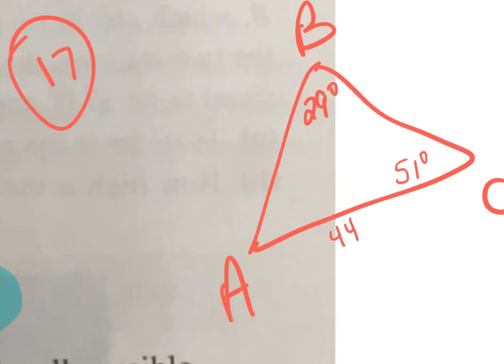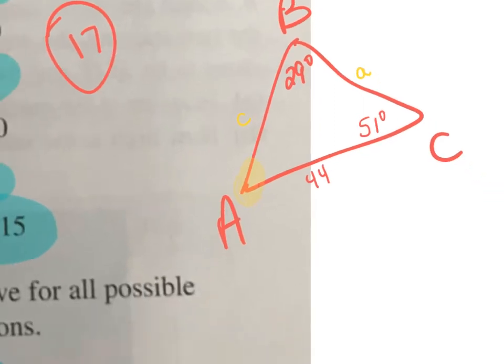That means I have to find out what angle A is, what side A is, and what side C is. I know that there's 180 degrees in a triangle. So if I have 29 plus 51, I get 80. When I subtract 180 minus 80, I get this angle. It happens to be 100 degrees. Okay, good. So we know that.